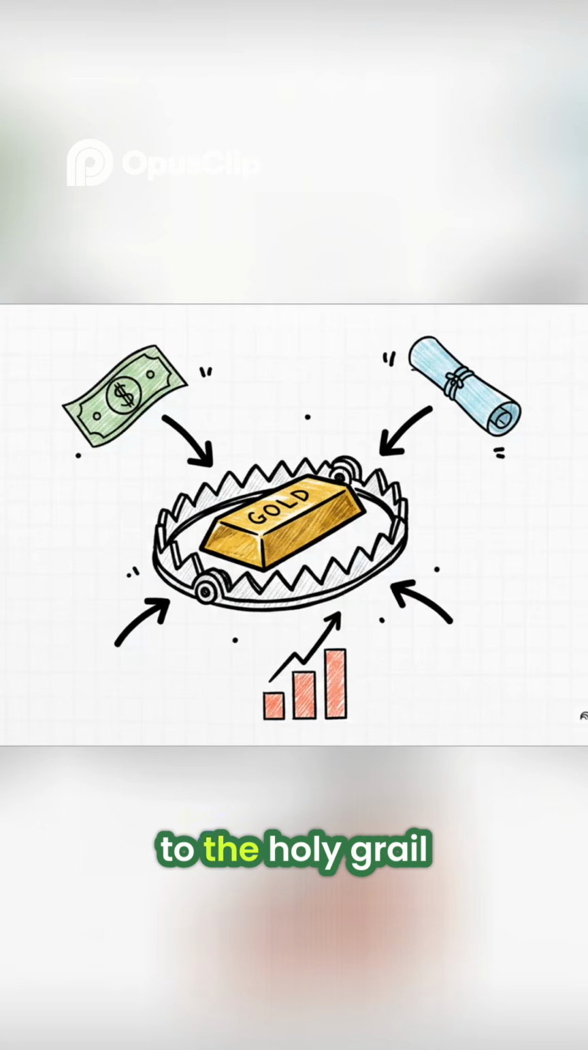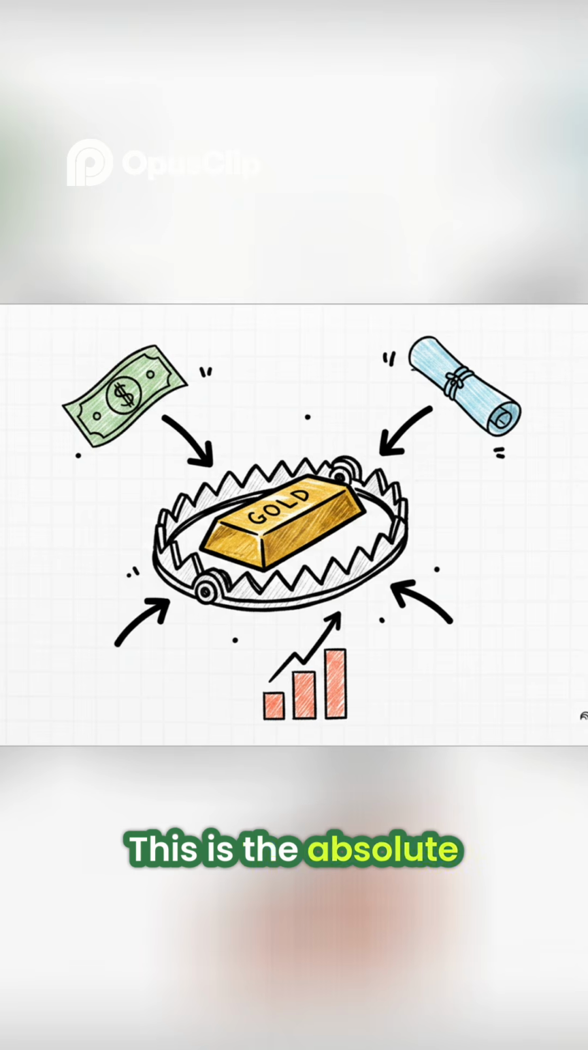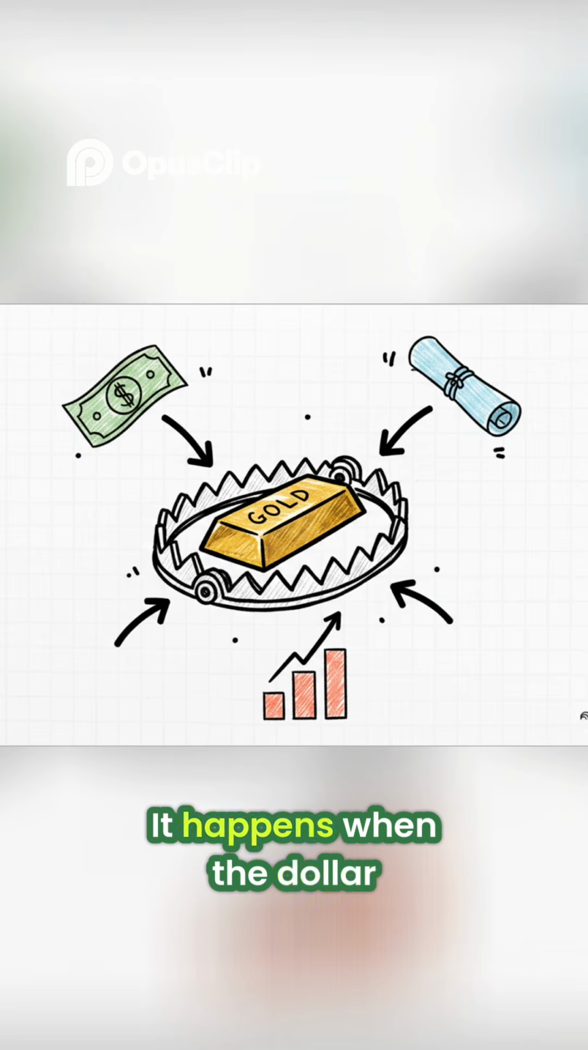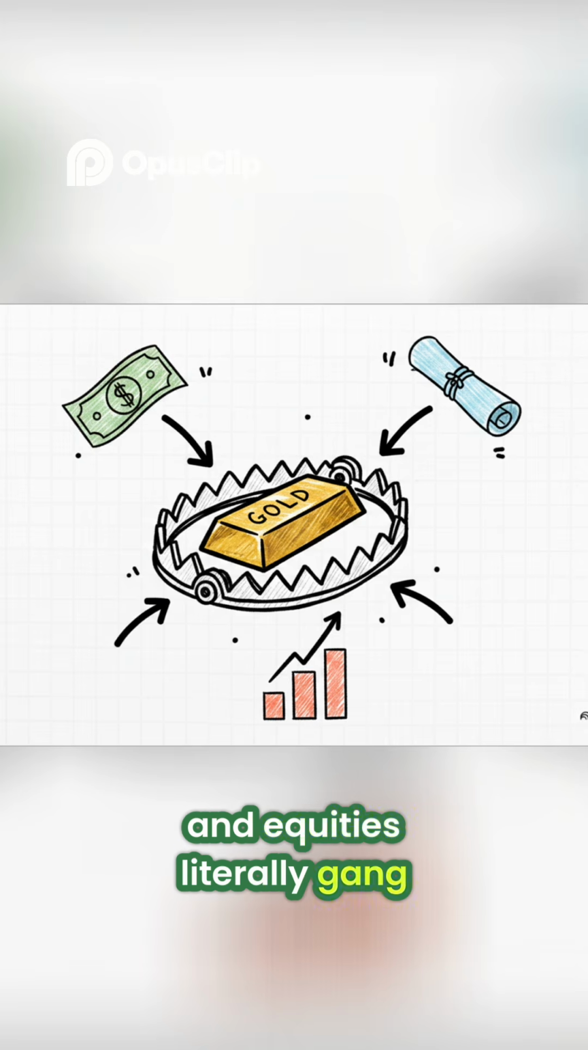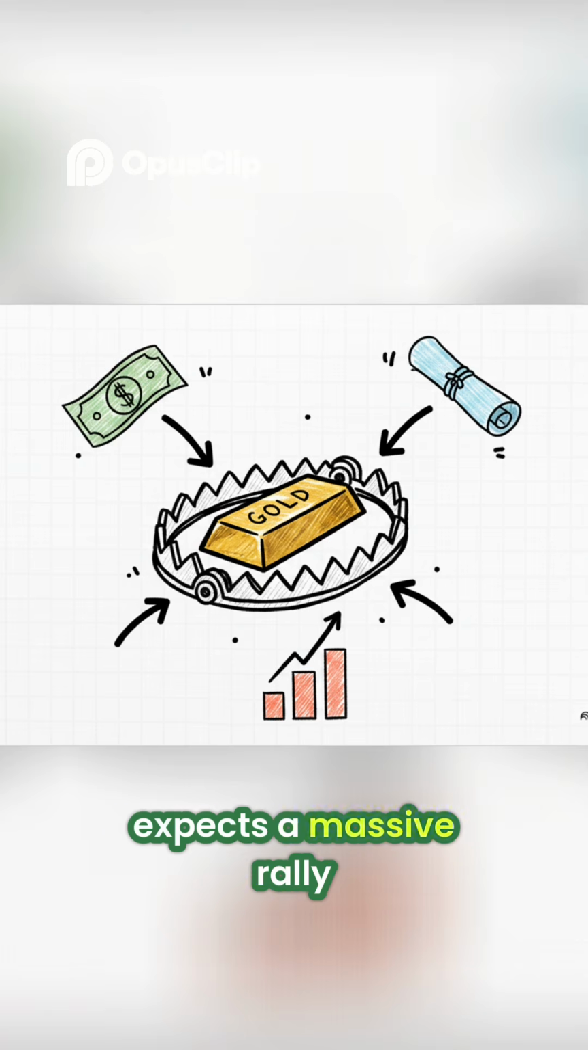Because that brings us to the holy grail of our framework, the Type 4 triple divergence. This is the absolute maximum signal. It happens when the dollar, bonds, and equities literally gang up on an isolated gold market. Imagine this. Gold speculators are just all in long, but the dollar COT expects a massive rally, and the bond COT expects yields to spike.